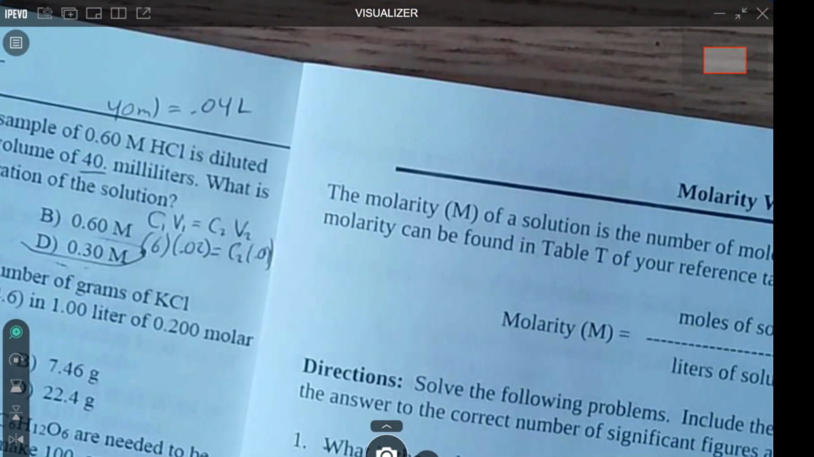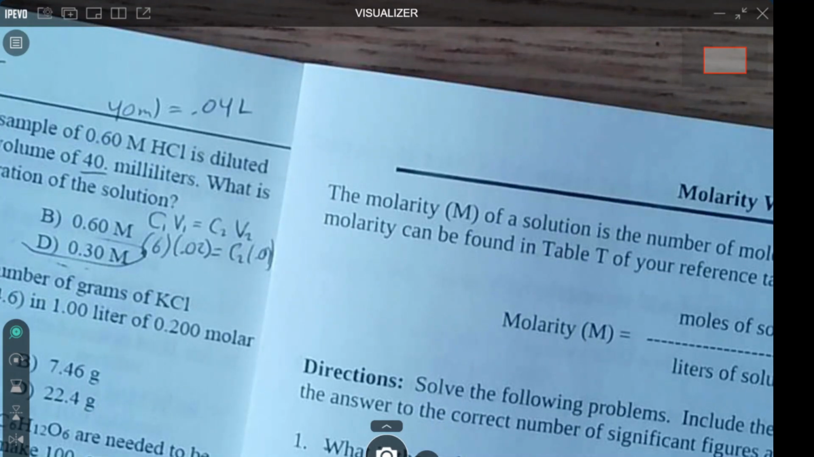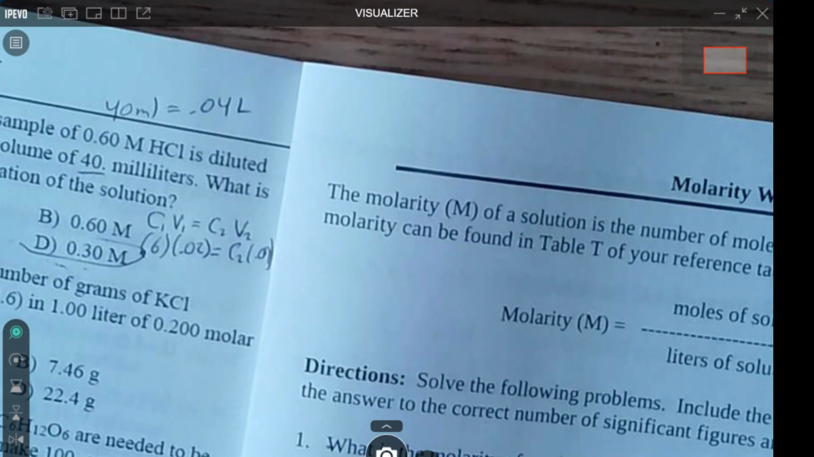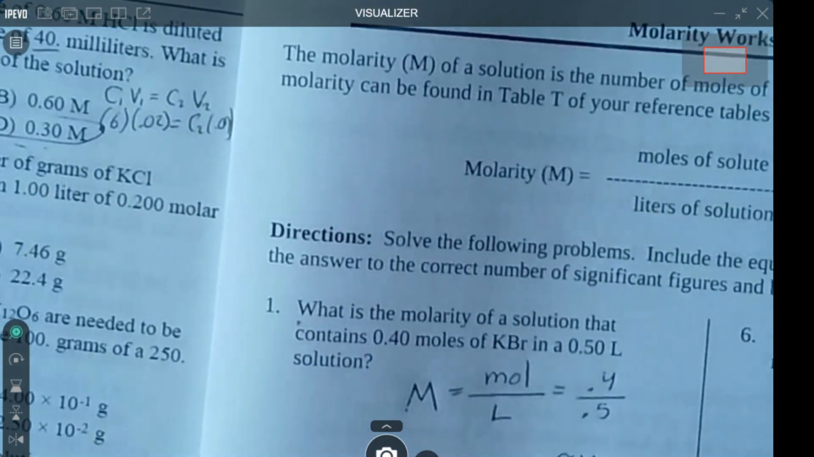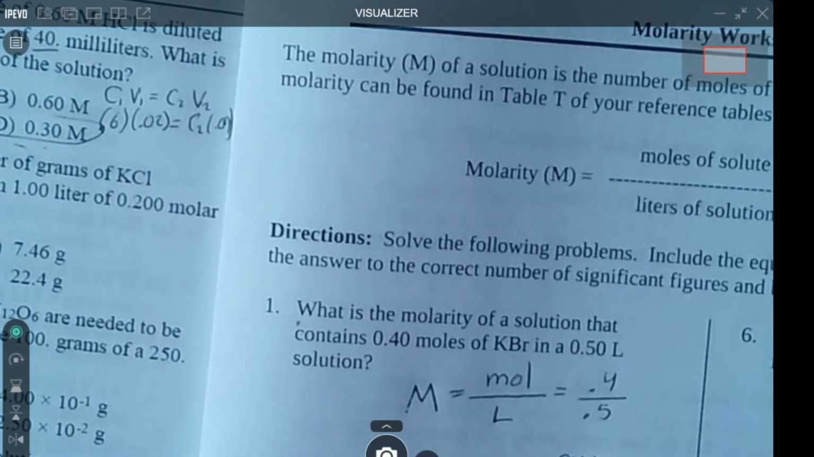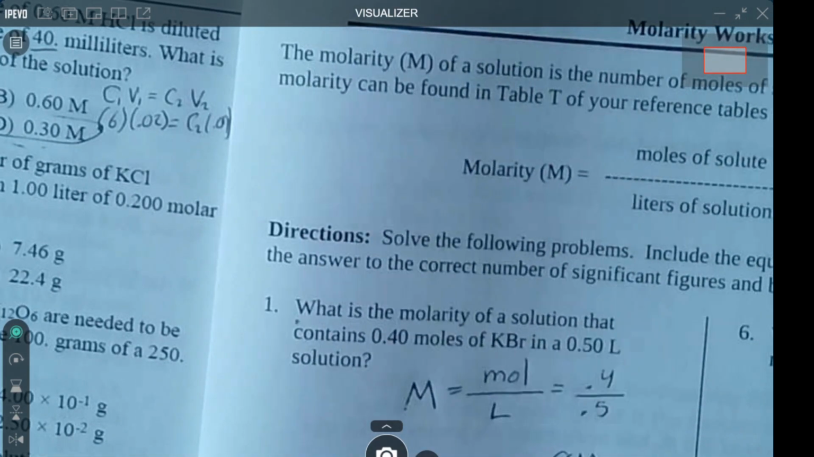Sorry, I should get my calculator again. That equals 0.8 molarity. I really should use significant digits. You'd write it as 0.80 molarity, and that is the correct answer. All right, number 2.